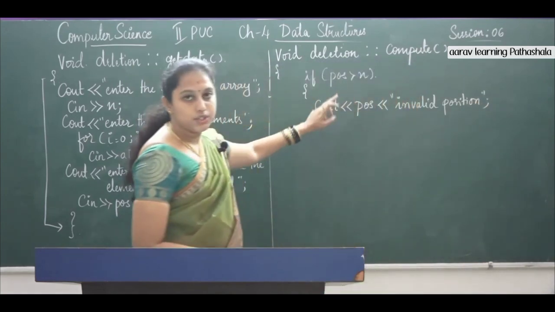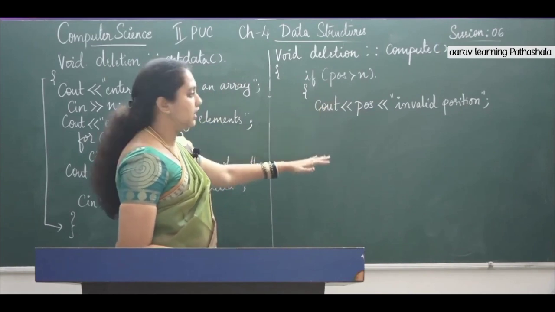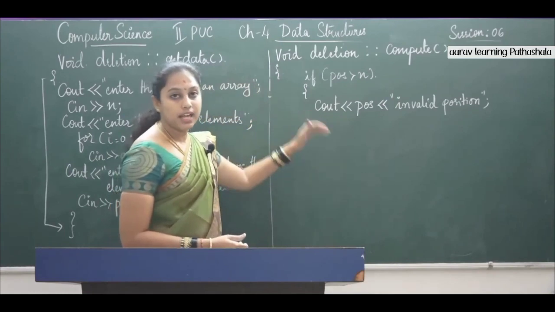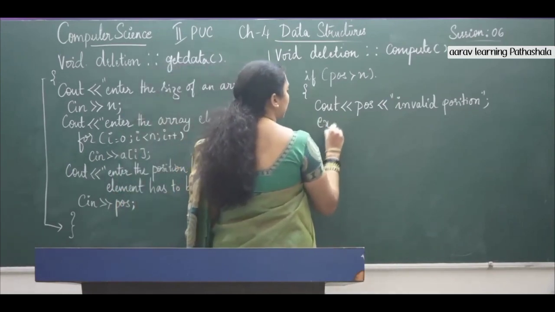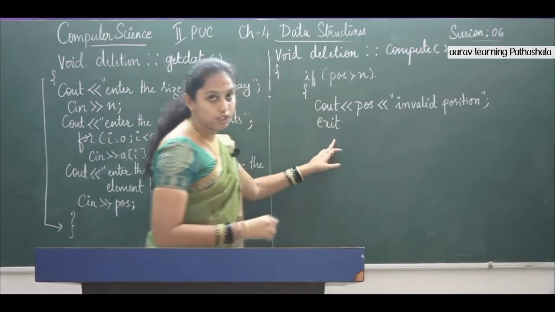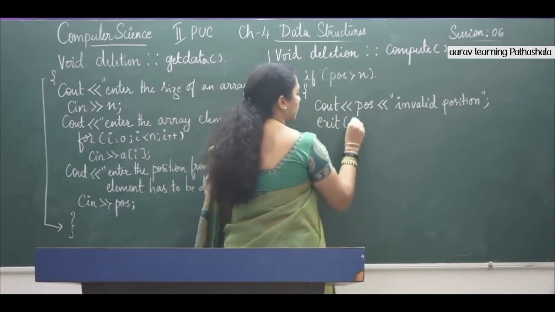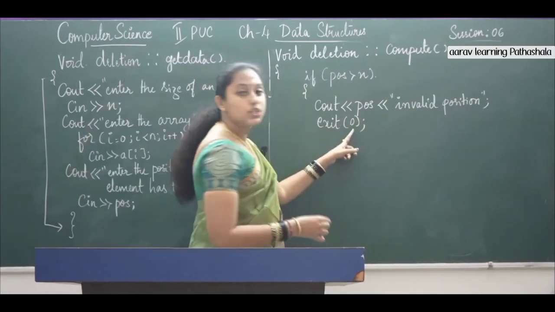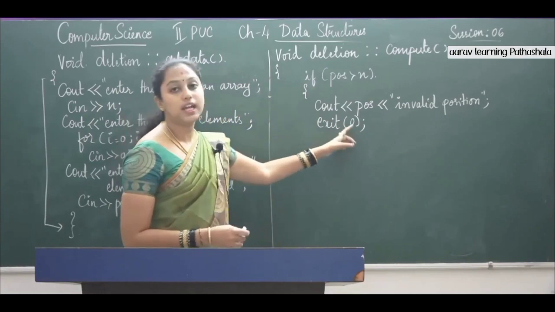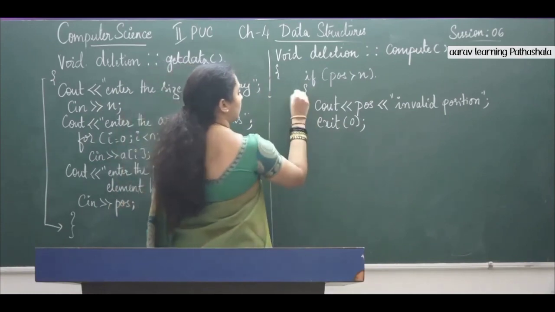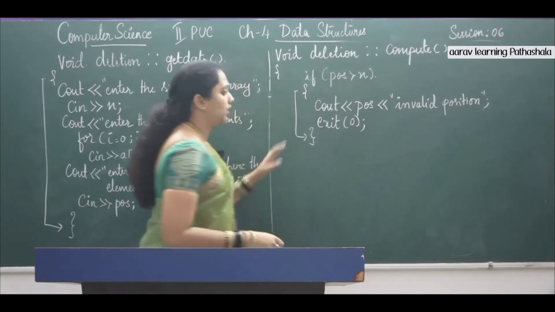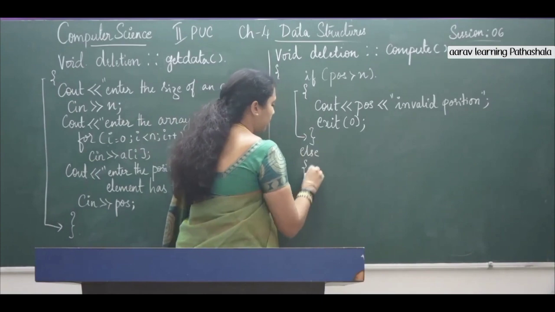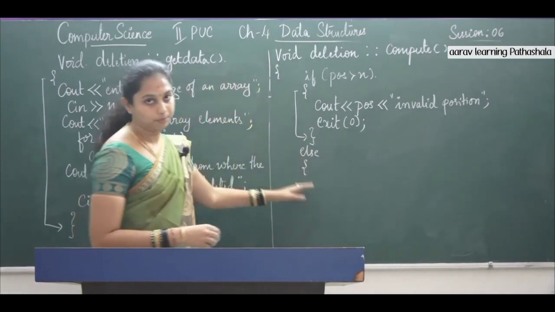So if this condition is true, what we have to do? We have to exit from this particular point. That is, we have to terminate the program execution. So for that, we have to use exit function with the return code 0. So this return code 0 exits a program without any error messages. Close this condition. If this condition is false, else we can delete an item.